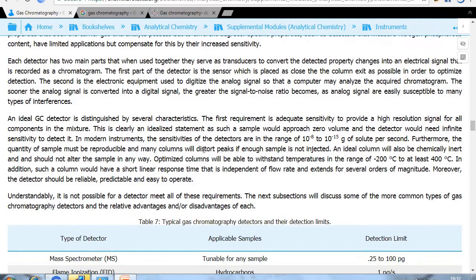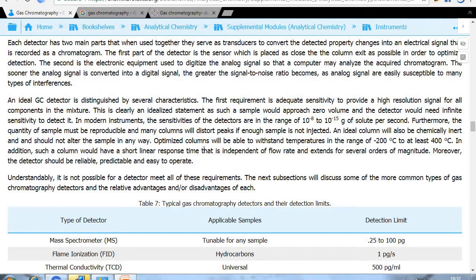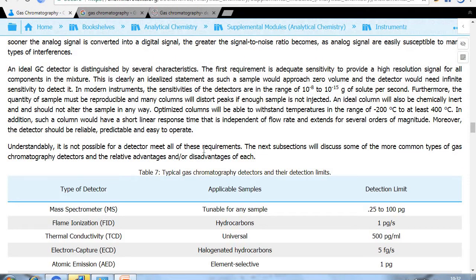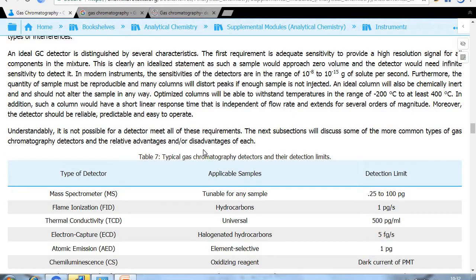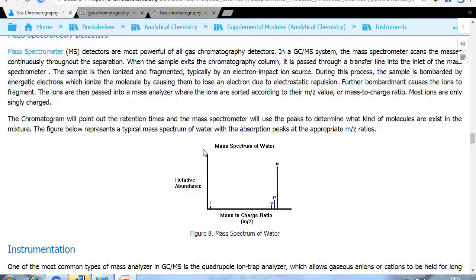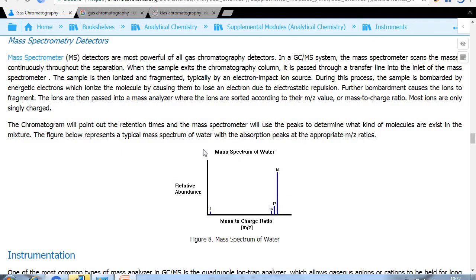Any detector should have very high sensitivity. Even at very low concentration, it should be able to produce some kind of signal, and resolution is also very important. The peaks should be as far apart as possible. And one more thing about the column is it should withstand very high temperature, in the range of minus 200 degrees Celsius to 400 degrees Celsius. Okay, and then mass spectrometry detectors are also widely used. Together, they form the GCMS system. It is called GCMS.